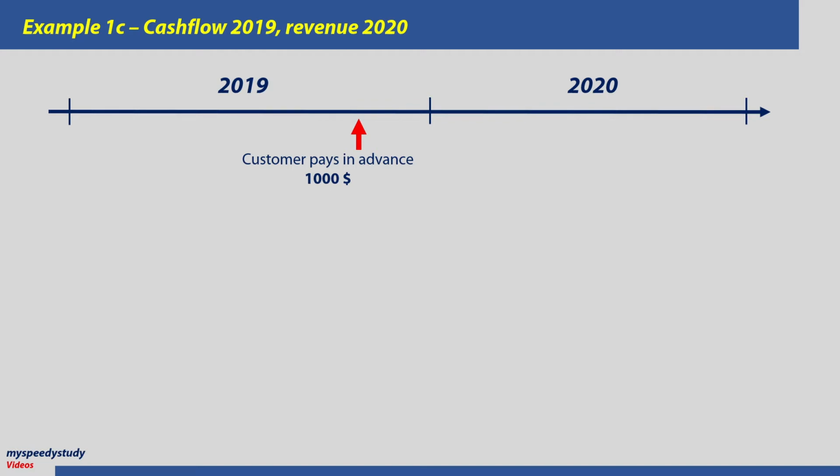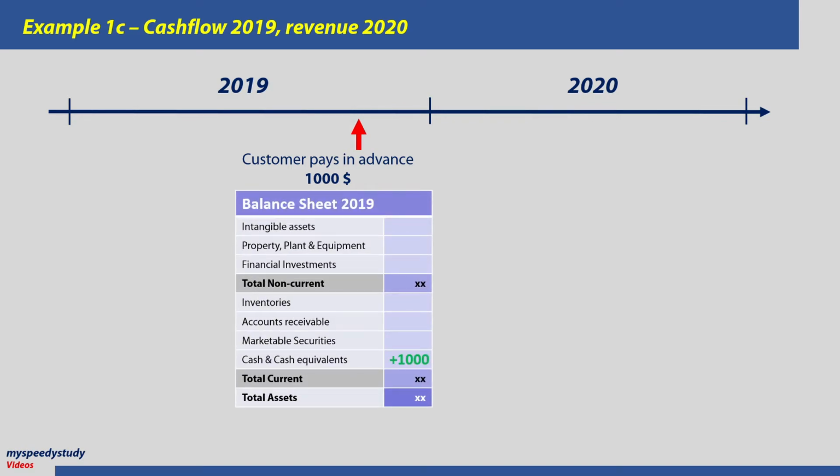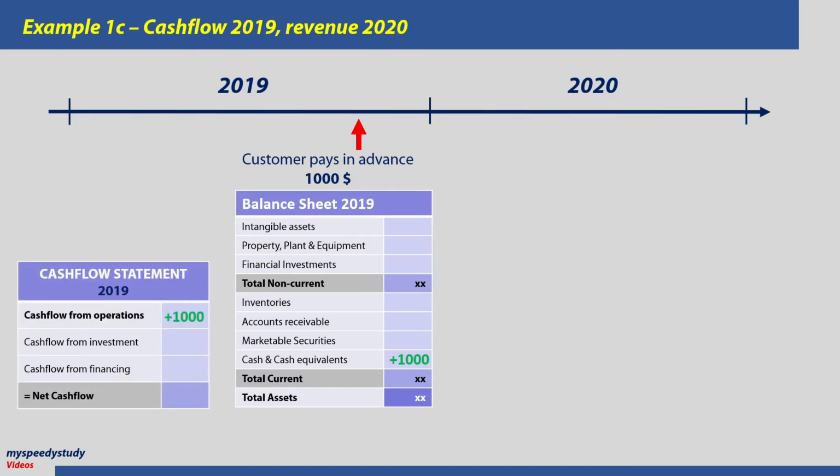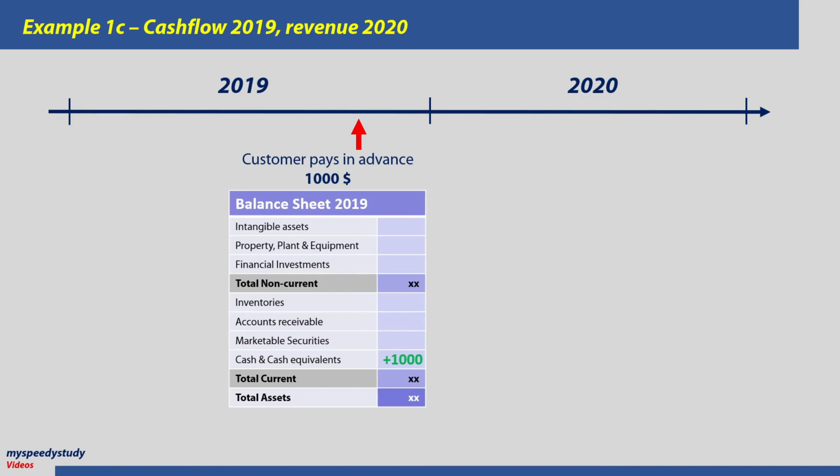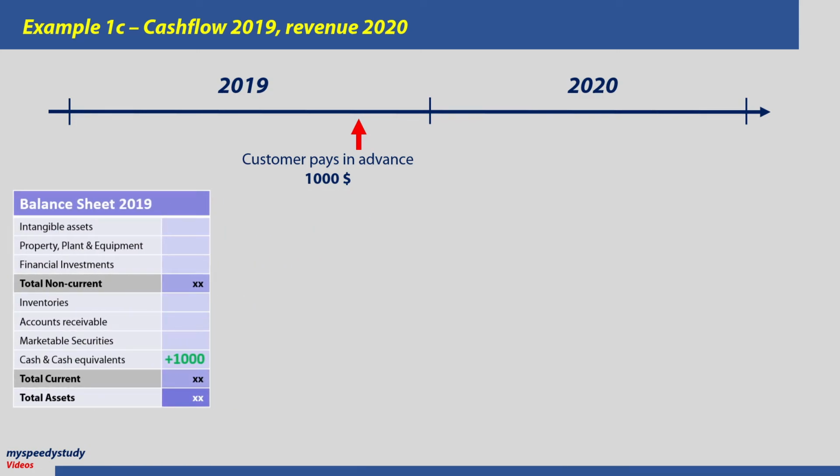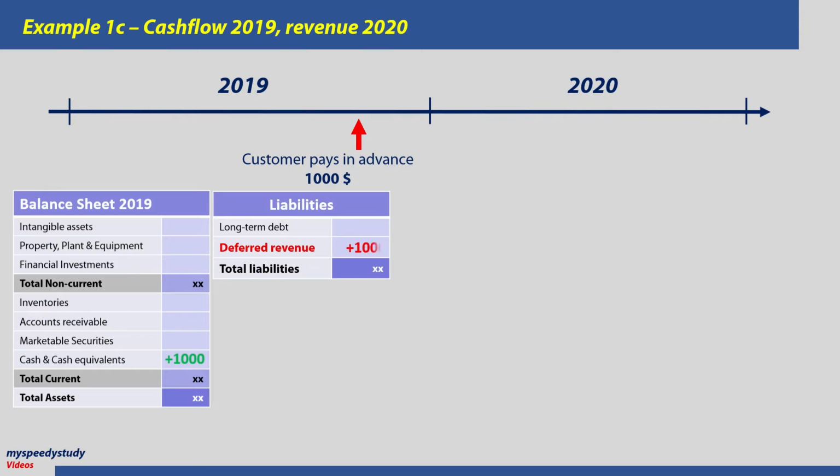So how would that show up in the financial statements? In the balance sheet, it is money increasing the bank account, and you may have guessed it, it would appear in the 2019 cash flow statement as an operational cash flow. But as I said, the money has not yet been earned, so there is no revenue. Instead, the company has now a liability towards that customer. Therefore, in the balance sheet, the liabilities will now increase. Such a liability is called a deferred revenue. It is a liability going to be a revenue.